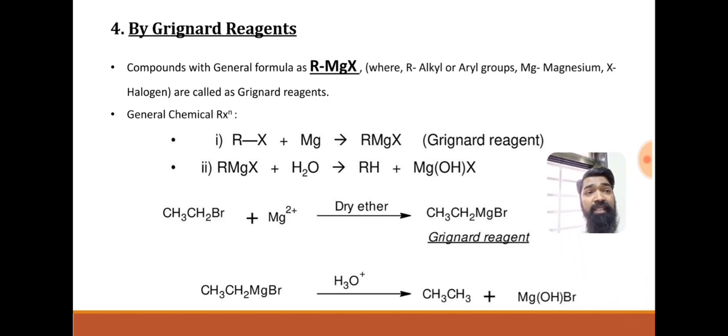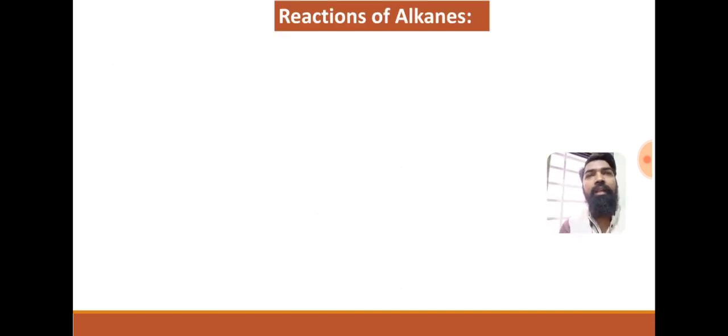And the next is what? Yes, it's having the reaction where Grignard reagent gives you the alkane, the C2H6. Okay, so these are the Grignard reagents. So yes, the next. These are the different preparations. Yes, these are the very important properties of preparation of alkanes.